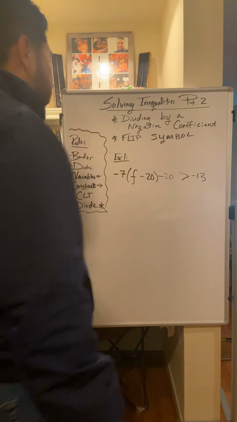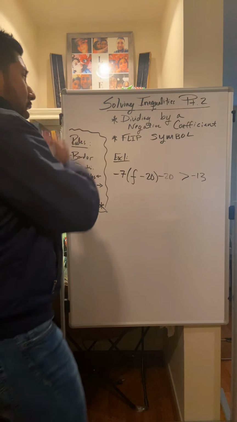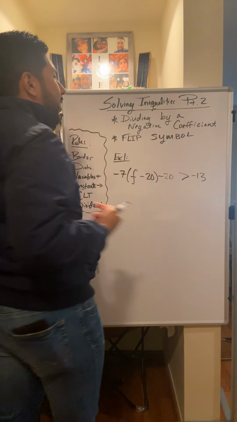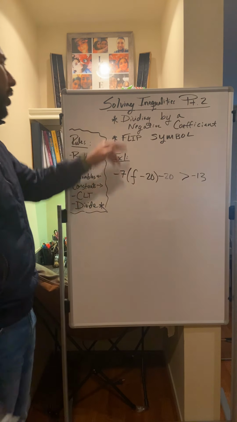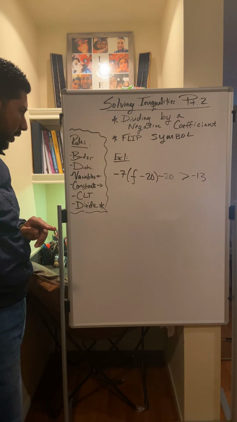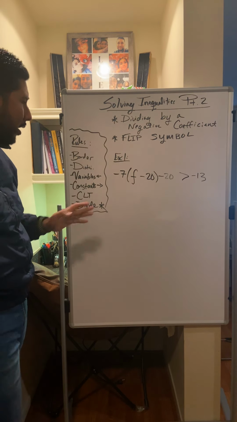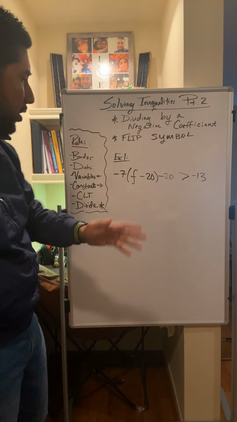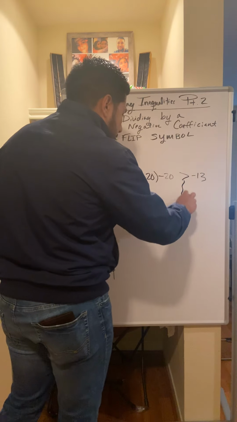All right. Now, what's different about today? Well, if we're dividing by a negative coefficient, ladies and gentlemen, we're going to flip that symbol. When are we dividing? We're dividing at the very, very last step. So we're not going to worry about this until the very end. We're going to do the same thing as we did yesterday. We're going to do the border. Let's do that real quick.